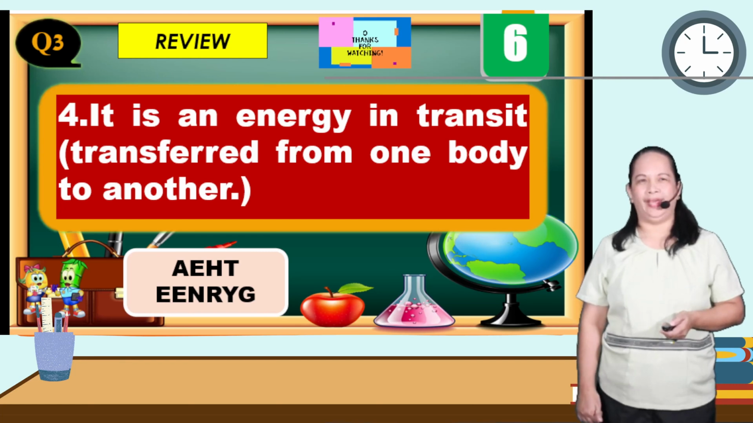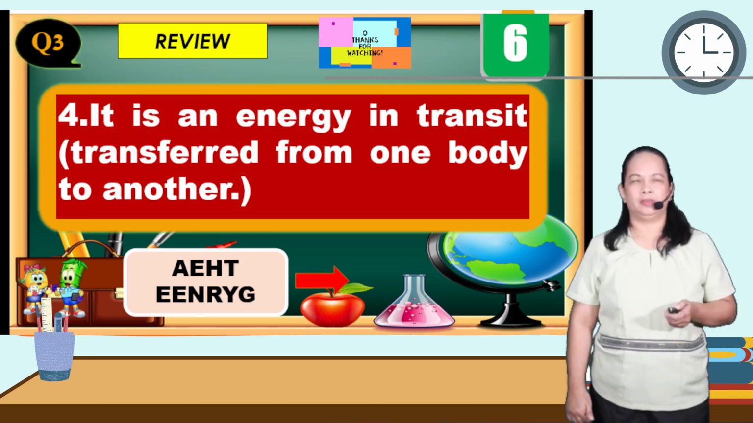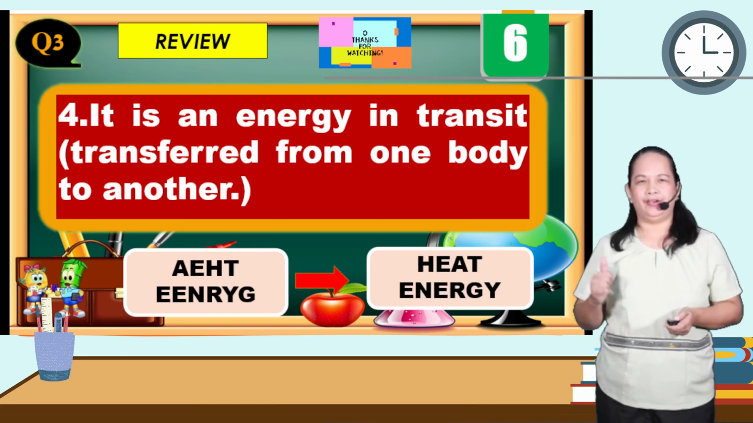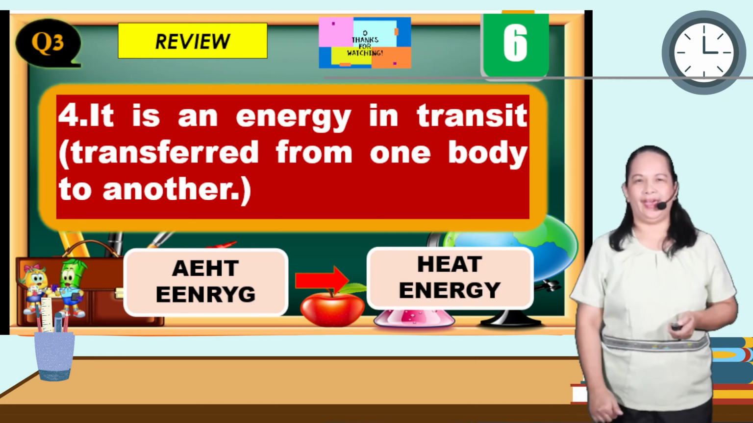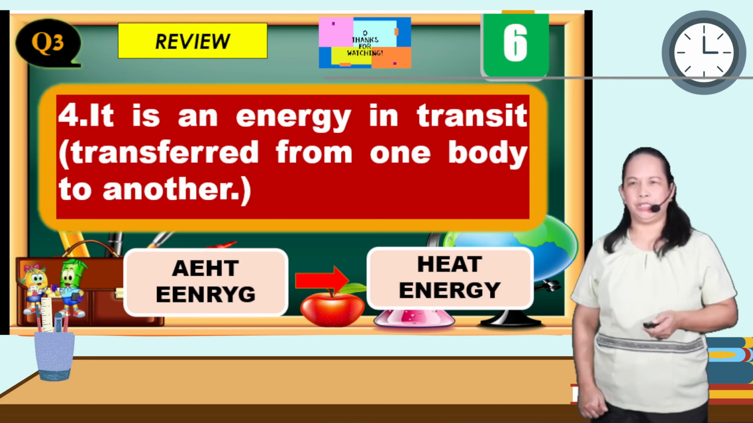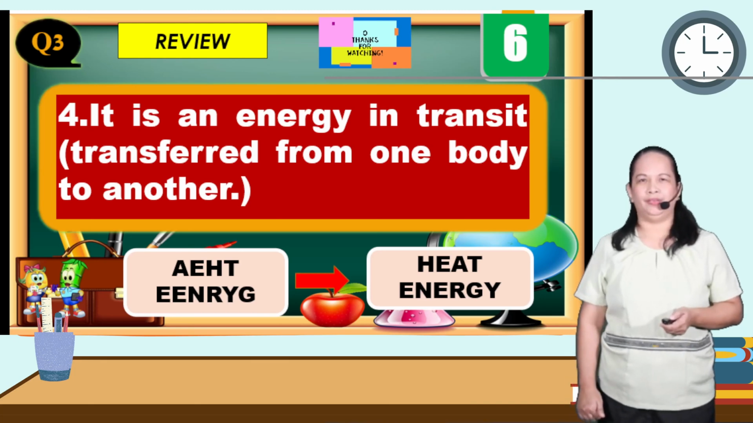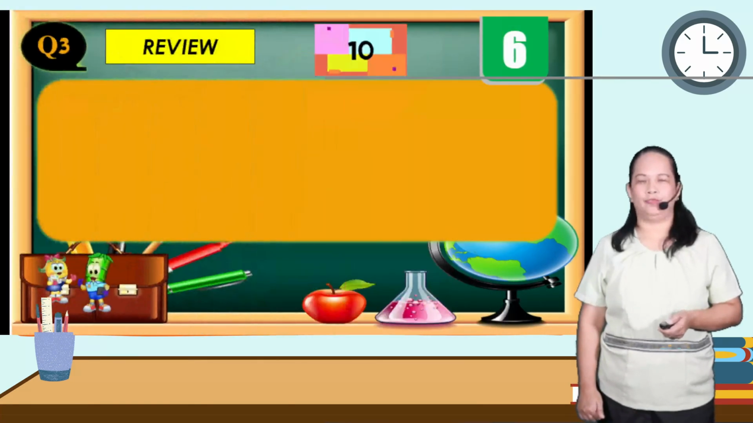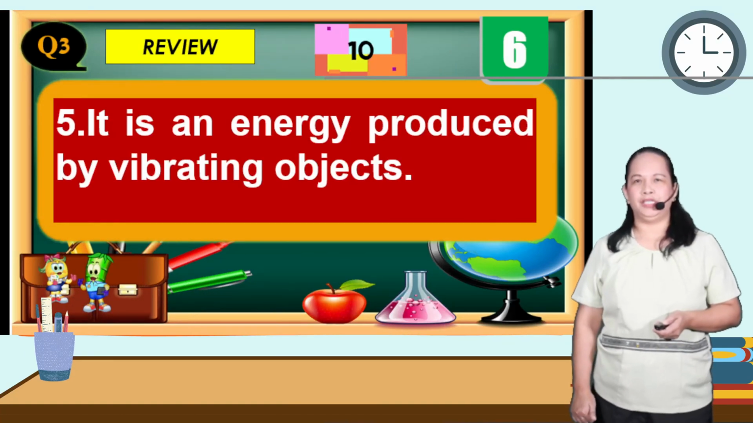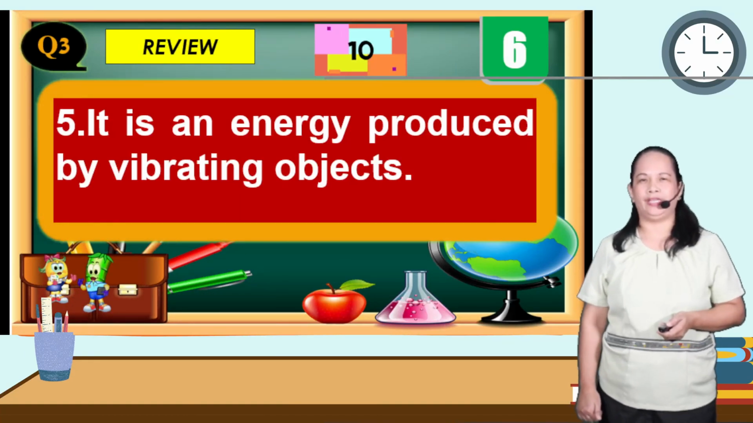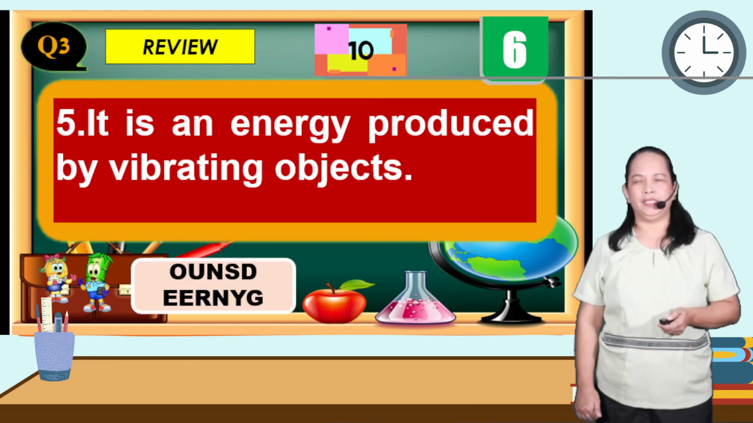So, what is the correct answer, grade 6? Very good, grade 6 learners. The correct answer is heat energy. Statement number 5. It is an energy produced by vibrating objects. Here are the jumbled letters. Timer starts now.